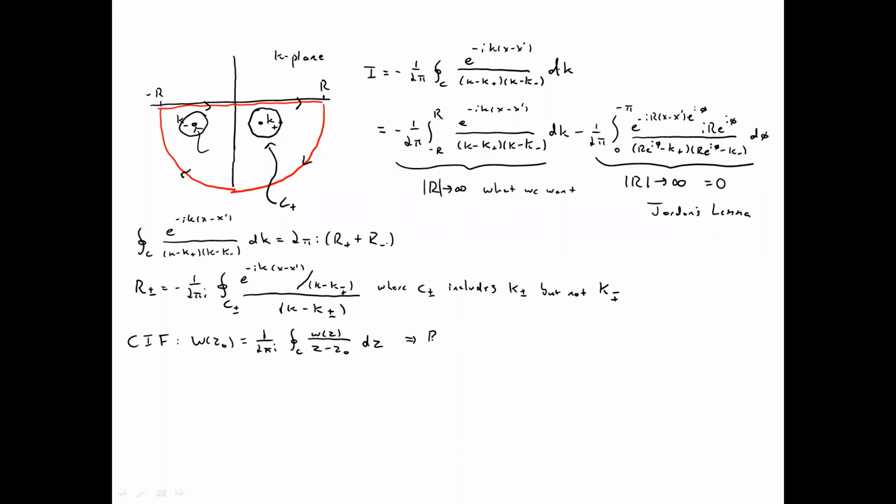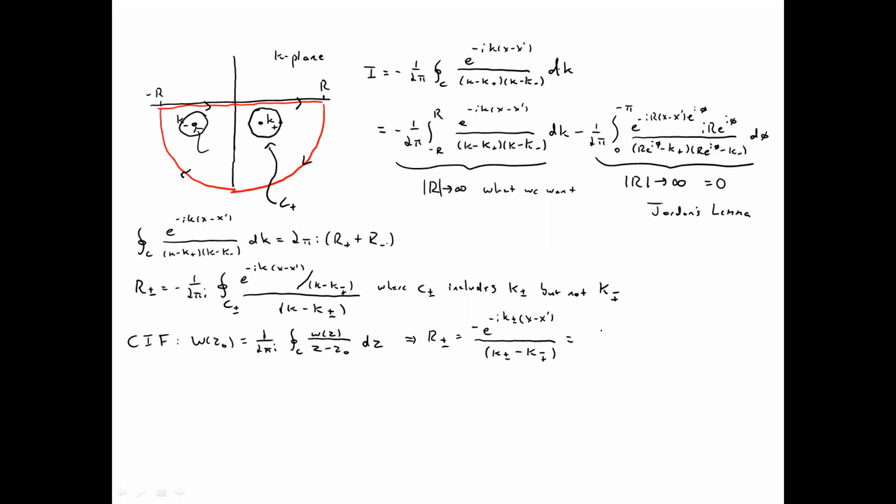Therefore, to evaluate the residues r plus and minus, all we do is we take this function in the numerator and we evaluate it at k plus and k minus. So r plus minus is going to be minus e to the minus i k plus minus x minus x prime over k plus minus minus k minus plus. Okay?